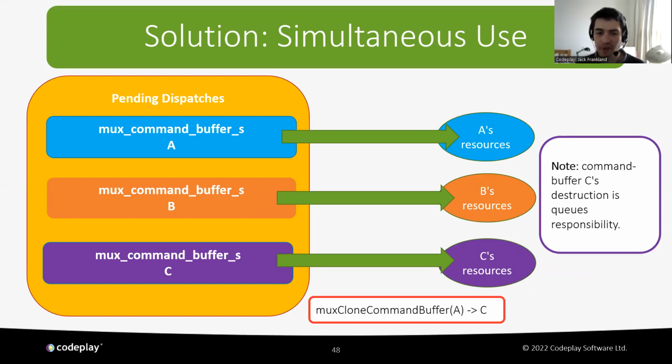And this entire process is completely transparent to the OpenCL programmer. So there's no concept of cloning command buffers in OpenCL at the moment. This is just a way to work around the fact that, A, a MUX command buffer object may not actually support simultaneous use, and B, our command queue implementation currently assumes that MUX command buffers don't support simultaneous use.